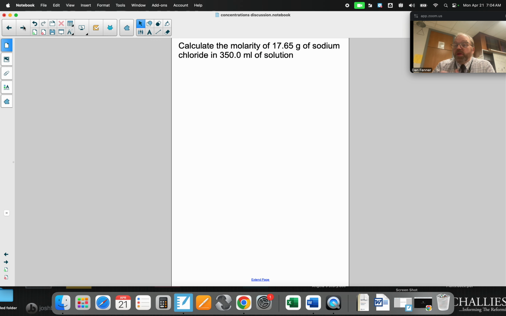All right, so let's look at a problem here. Calculate the molarity, we want to find it, of 17.65 grams of sodium chloride in 350.0 milliliters of solution. Now, molarity again is moles of solute over liters of solution. What's my solute? If we look at the problem, the only thing listed here is sodium chloride, salt. All right, now, we're going to take our value here and put it over 1. Now, what are we going to go to? We've got to go to moles.